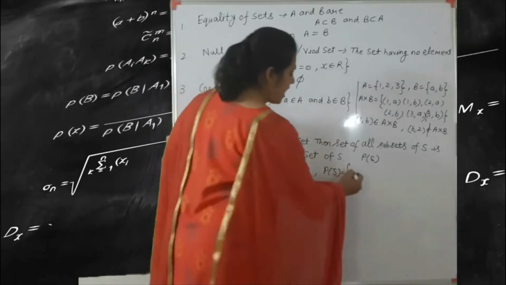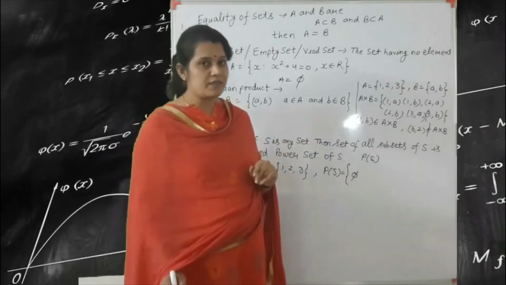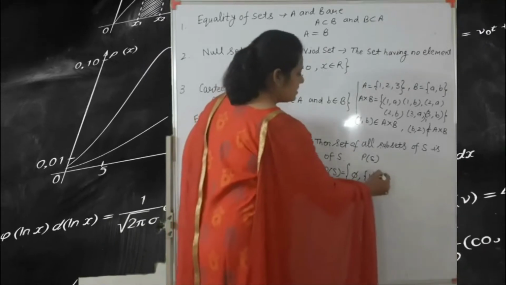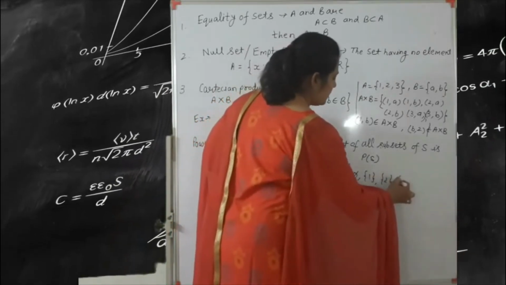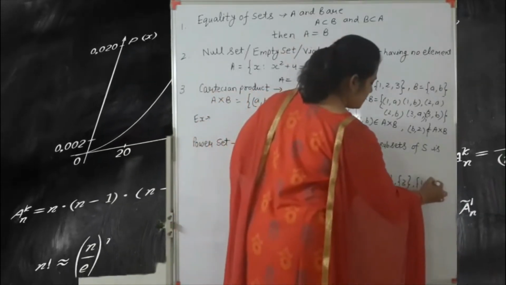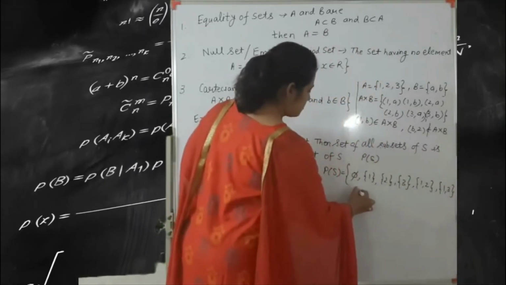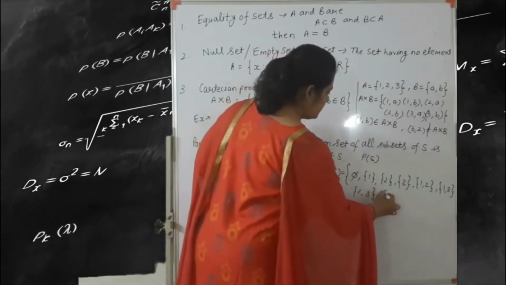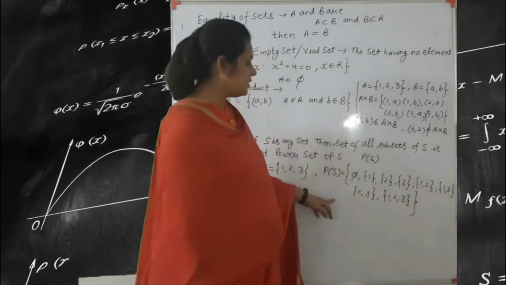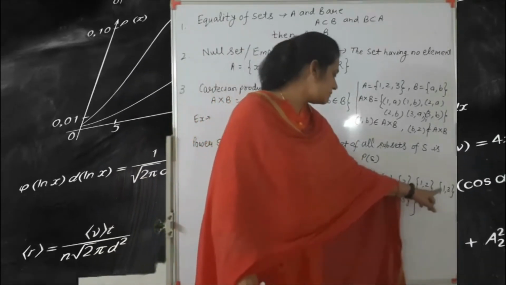First one is the empty set, and the set itself is also a subset of S. So the first sets are {1}, {2}, {3}. Next set is {1, 2}. Next set is {1, 3}. Next is {2, 3}. Next one is {1, 2, 3}. So here we have a total of 1, 2, 3, 4, 5, 6, 7 and 8.